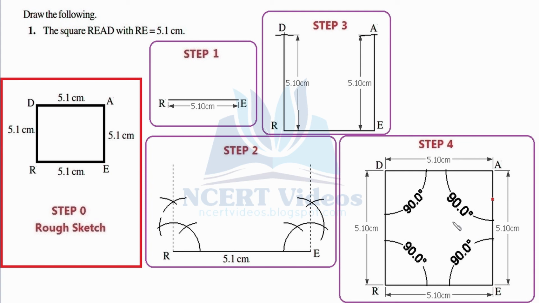In the final step, we tidy up our construction by jotting down all the internal angles equal to 90 degrees and the measurement of each line segment as 5.1 cm, followed by all the vertices, that is READ, in an anti-clockwise manner. With this, our question number 1st of exercise 4.5, chapter 4th, mathematics class 8th, practical geometry has been solved.